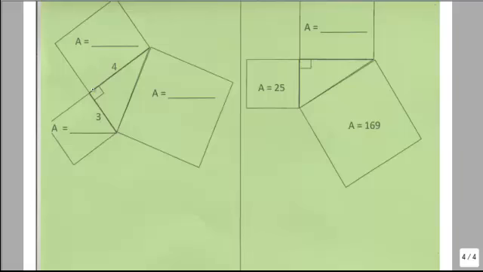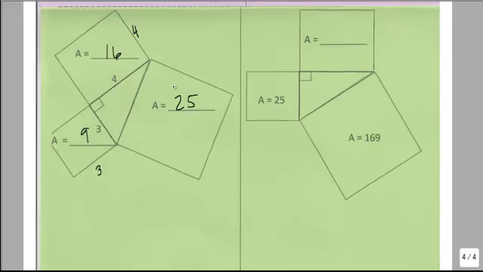Okay, so if this side is 4, that means this side is 4. 4 squared is 16. If this side is 3, that means this side is 3. 3 squared is 9. So to get the area of this one, all we have to do is add these two numbers together, and that's 25. Now we're done. So much easier than the Pythagorean theorem.